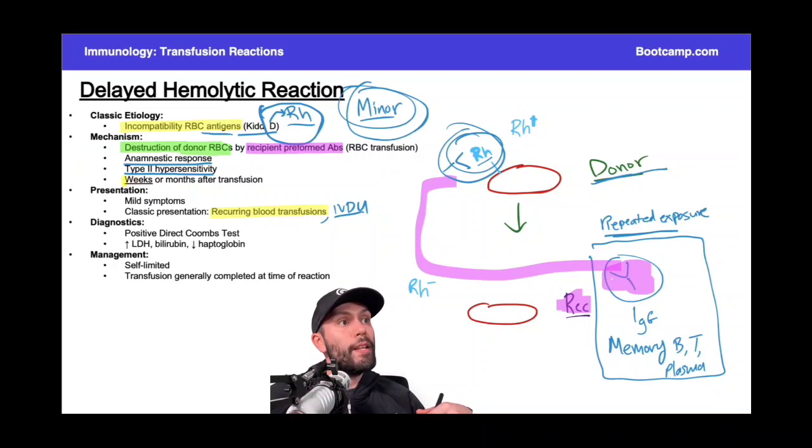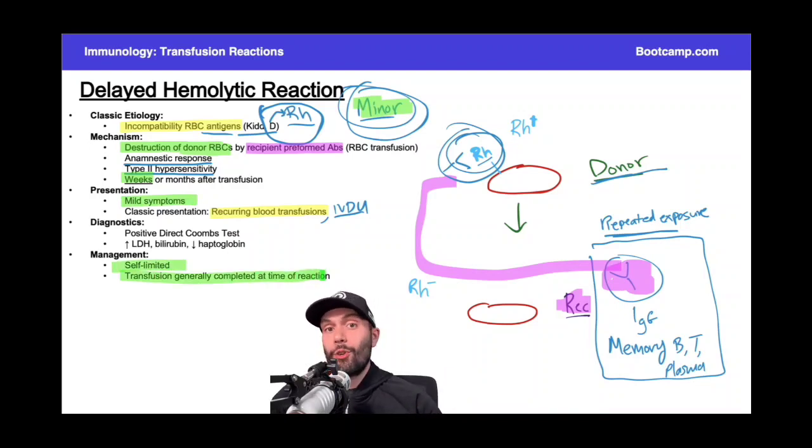And the key thing here, the important thing, is that this is going to take a little bit longer to get symptomatic from, because again, we're saying minor, right? Just think of this as kind of a weaker response overall. So usually it's going to take a while to get the symptoms to present. And when they do present, they're mild, they're self-limited. We're not going to necessarily stop a transfusion in a patient with a delayed hemolytic reaction because the transfusion has been over for weeks, right? This is going to present much later on.